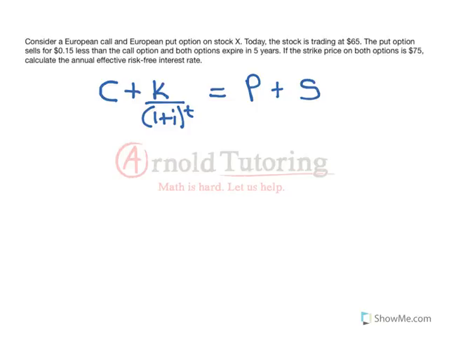So let's look at what we've got. The key part in this question is when it says the put option sells for 15 cents less than the call option. We don't know the price of the put or the call option, but we know the difference between the two. We know the call option is 15 cents more than the put. So why don't we get those two on the same side? Let's just rearrange this formula to C minus P equals S minus K over 1 plus i to the t. That's just algebra moving things around.